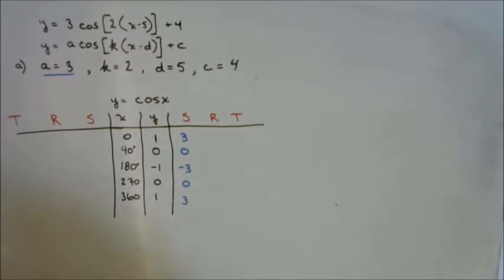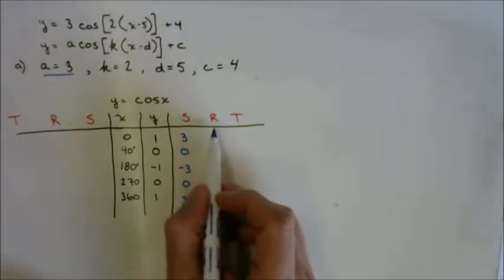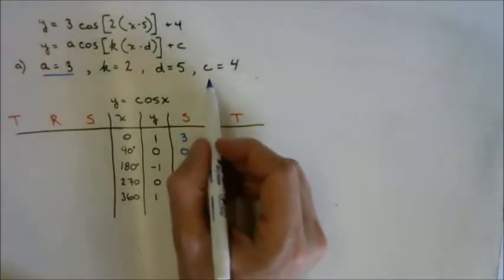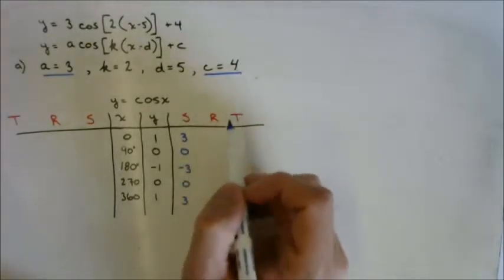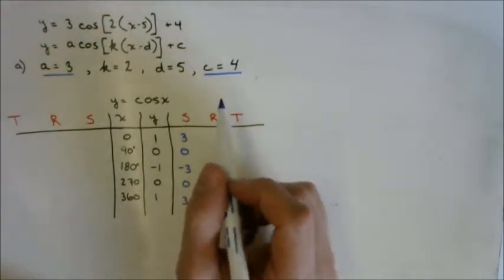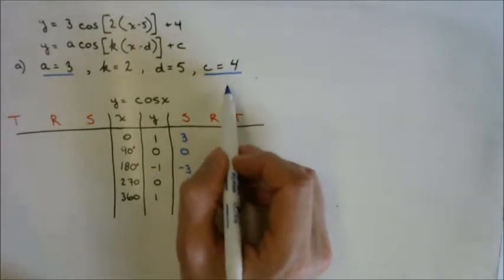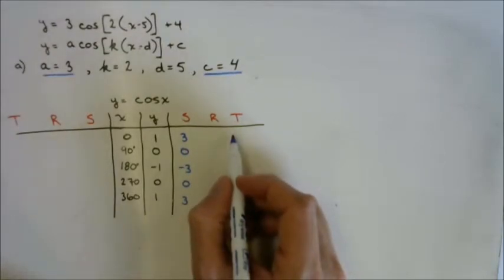Okay? Is there any vertical reflection? No. A would have to be negative for that. Let's look at the translation on the y values. Every single y value is going to be added 4 to it. It's going to move up 4. So we're going to end up here.